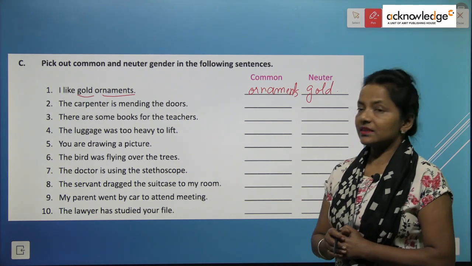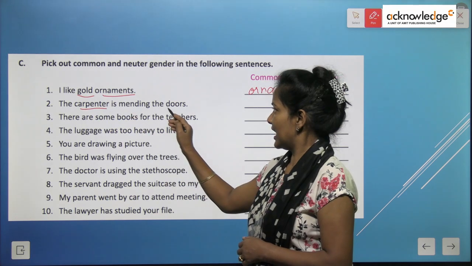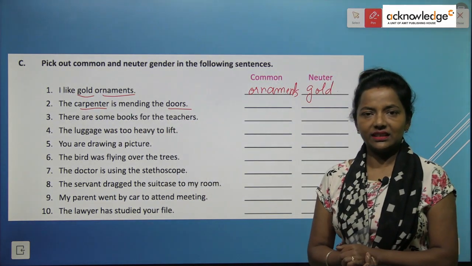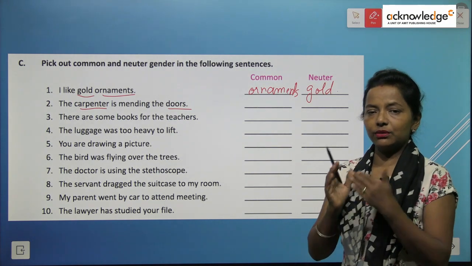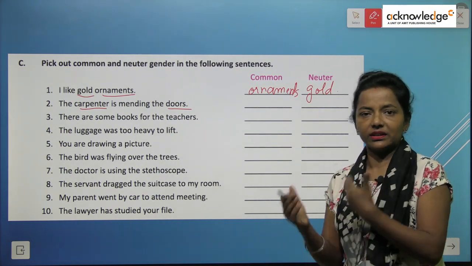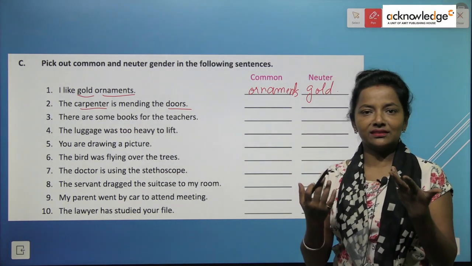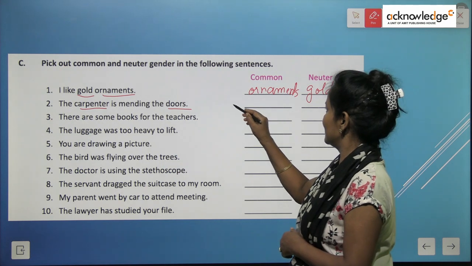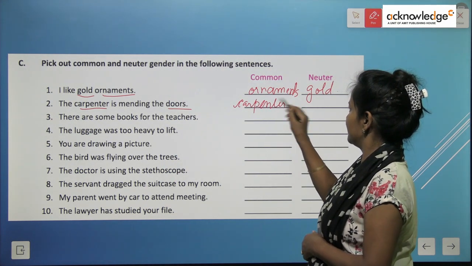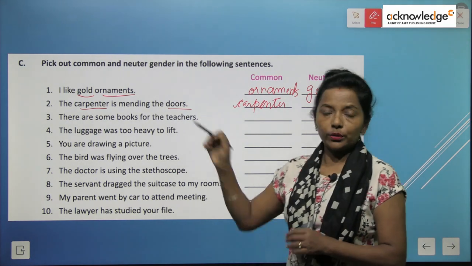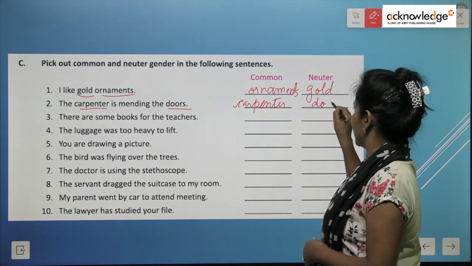The carpenter is mending the doors. The carpenter and doors. These are the nouns. So carpenter, we take out the nouns and then we differentiate whether it is a common gender or a neuter gender. So carpenter is a common gender. Now doors are non-living things, so doors are neuter gender.